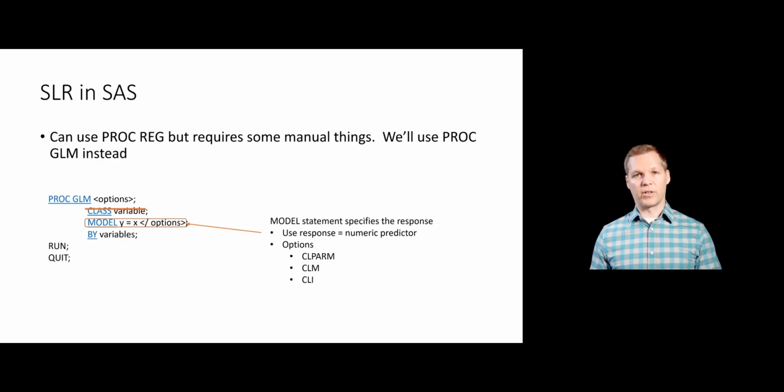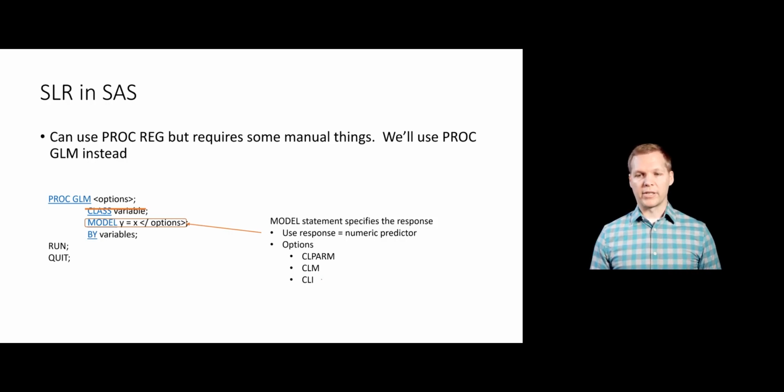Sorry, our predictor variable on the right. We can do then a slash and a number of useful options. So there is the CLPARM option, which gives us intervals for our population slope and intercept. There's CLM, which will give us confidence intervals for the mean of y at a given x, and CLI, which will give us prediction intervals, or confidence intervals for a future value of y at a particular x.